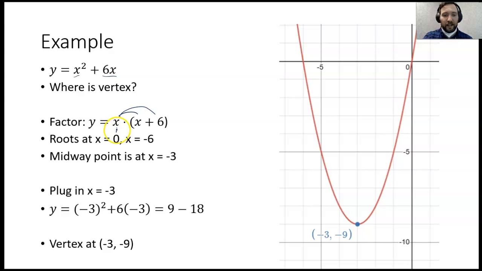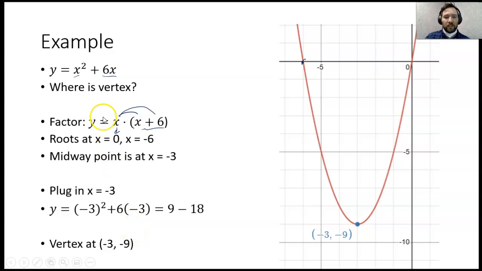The first factor corresponds to the root at 0, which I can see up there. And the second factor gives me the root at minus 6, which I can see here. Now, since you know where the roots are, you know that the vertex has to be halfway in between, and halfway in between 0 and minus 6 is negative 3. To figure out the y-coordinate at x equals minus 3, just simply plug into the function. And when you do that, you'll get negative 9 out.